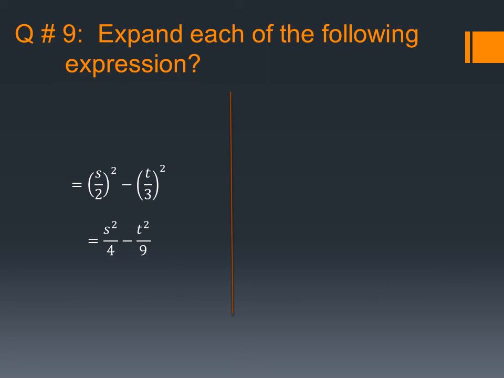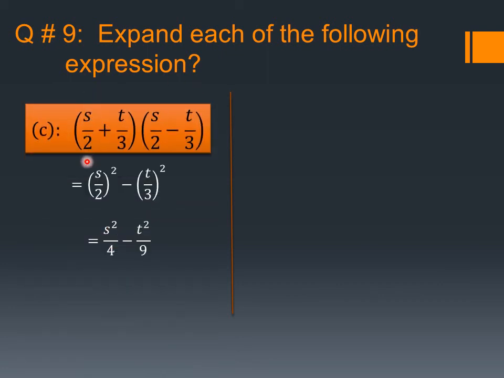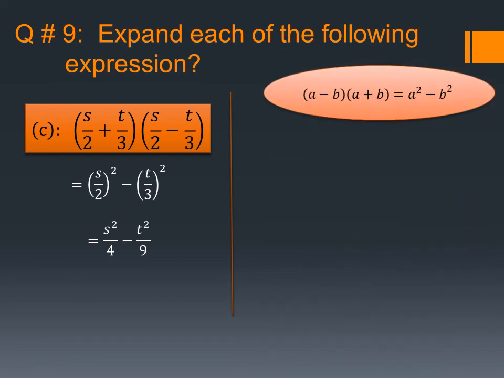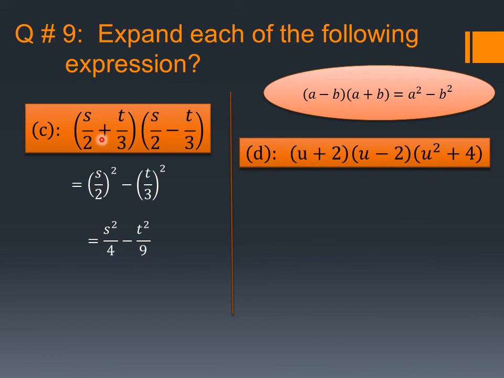Expand each of the following expressions, and our question is s by 2 plus t by 3, s by 2 minus t by 3. Again, we are having the same brackets with opposite sign. We will apply the formula of difference of square. We will change s by 2 is a and t by 3 is b. So a square means s by 2 whole square and b square means t by 3 whole square. Taking square of s is s square, 2 is 4, and taking square of t is t square and 3 is 9.